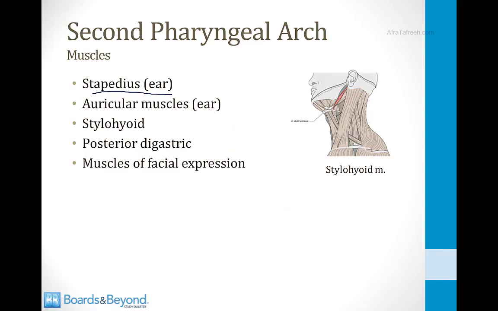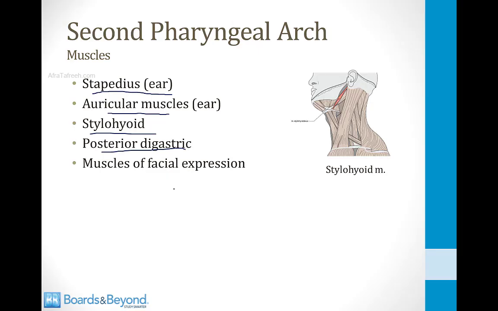the inner ear. It's actually the smallest muscle in the human body. Also the auricular muscles, which are muscles of the outer ear. This arch also gives rise to the stylohyoid muscle and the posterior belly of the digastric muscle. We talked about how the first arch gives rise to the anterior digastric, the second arch gives rise to the posterior digastric.